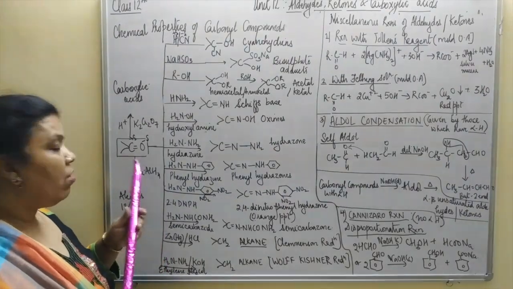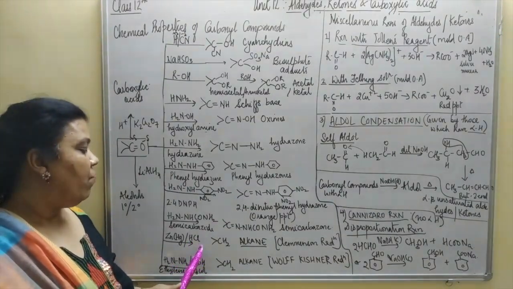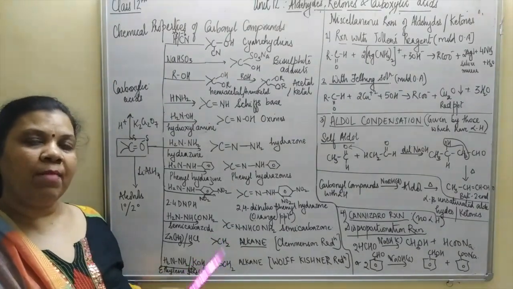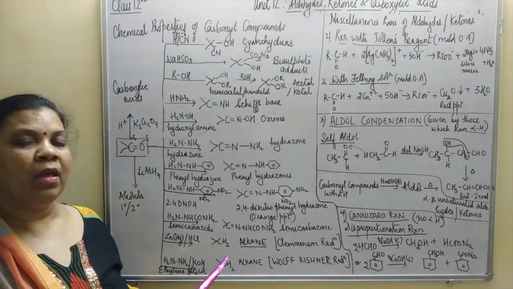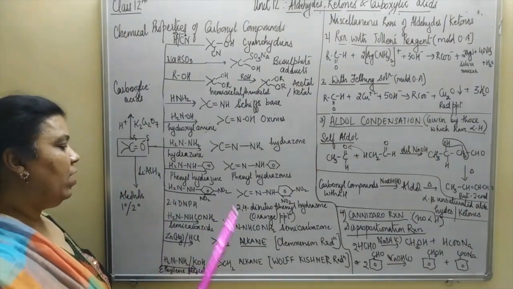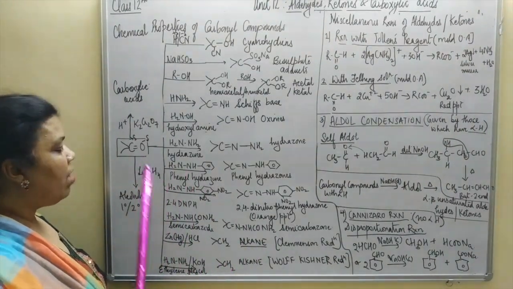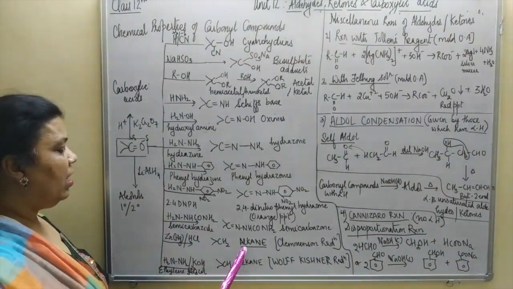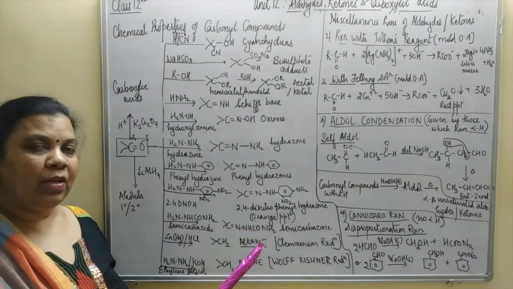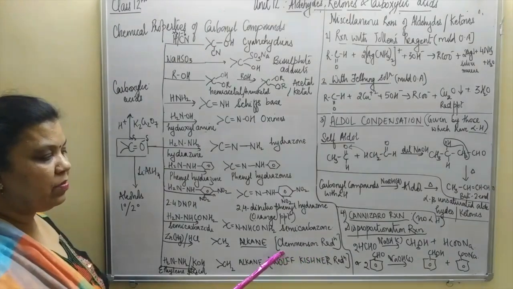Reduction. Now, reduction of any carbonyl compound using zinc amalgam and concentrated HCl will result in the formation of the corresponding alkane, containing the same number of carbon atoms as the parent carbonyl compound. It may be an aldehyde. For example, if it is ethanal, we will get ethane. If it is propanone, we will get propane. That means the carbon number remains the same, and we will get the corresponding alkane as a result of treatment with zinc amalgam and concentrated HCl. This reaction is called Clemmensen's reduction.